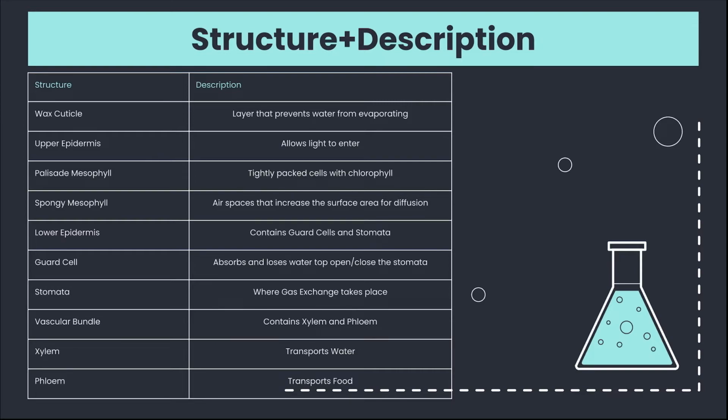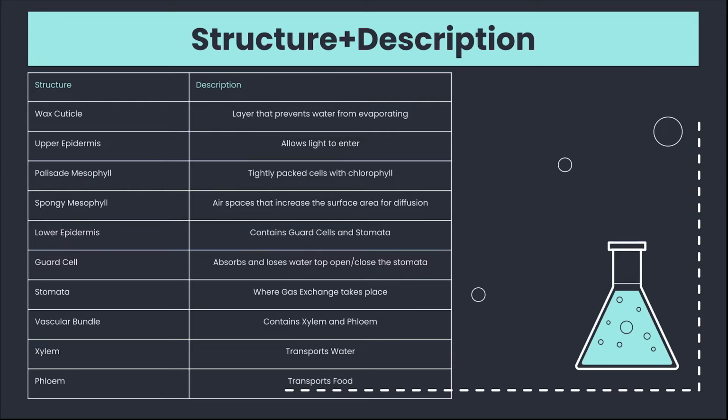The lower epidermis contains guard cells and stomata. The guard cells are there to absorb or lose water to open and close the stomata. The stomata are where the gas exchange takes place. They open during the day and close during the night. The vascular bundle contains xylem and phloem to transport substances to and from the leaf. Xylem transports water and phloem transports food, such as sucrose and amino acids.